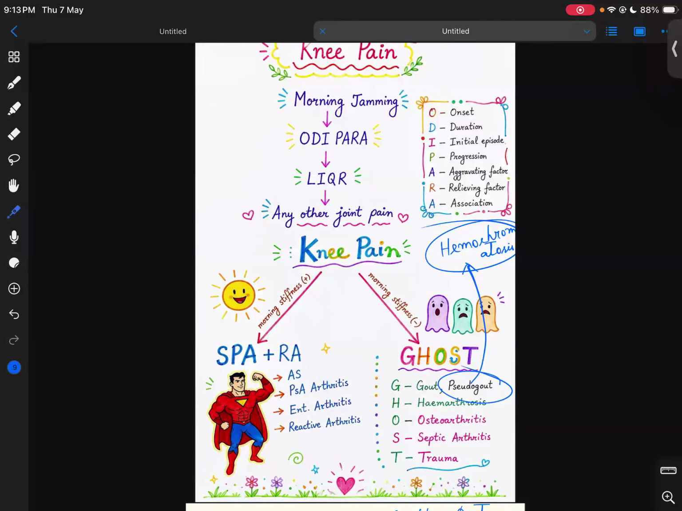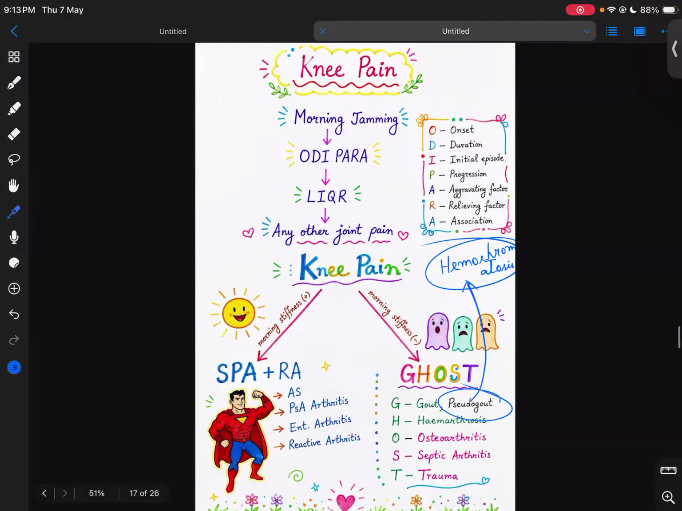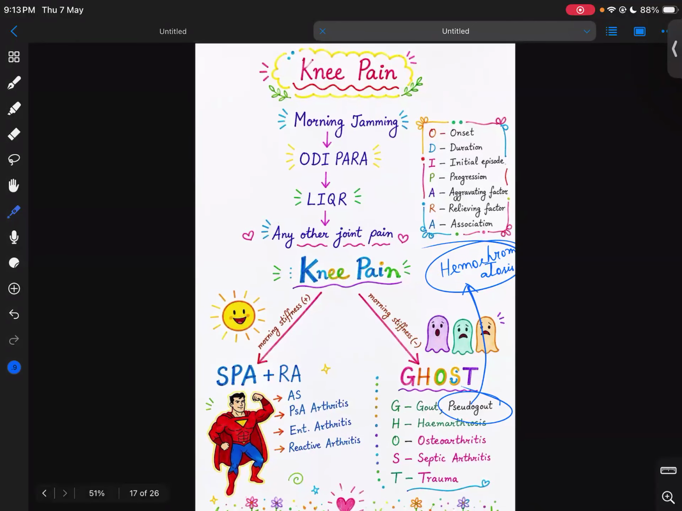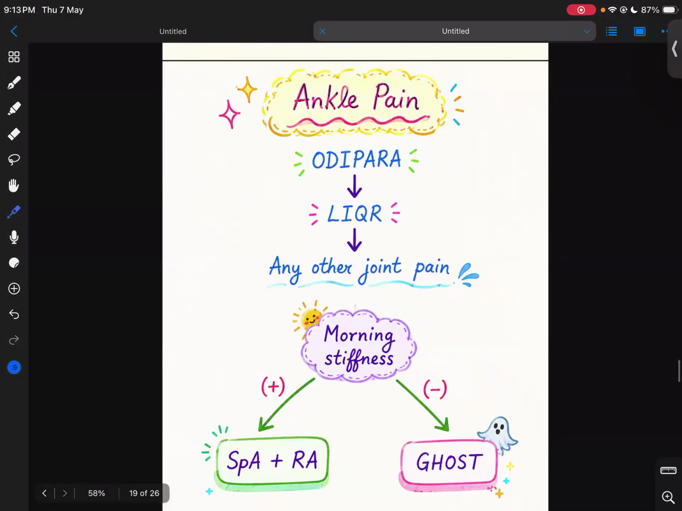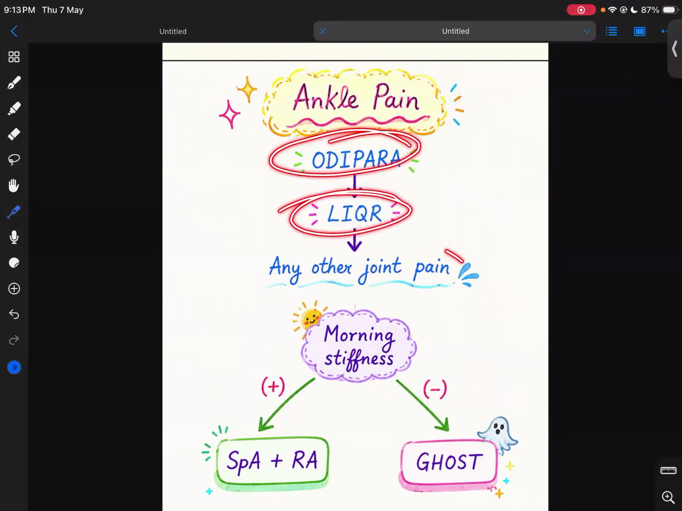No, doctor, thank you. It's very obvious. Well, most welcome, doctor. If it is clear, now proceed. Now let's start the double step prompts. Double step prompts are actually less important than the triple step prompts, but they can also come. The first double step prompt is ankle pain. We have to analyze the ankle pain the same way, with OT para and LACOR and any other joint pain. The approach is exactly the same as the knee pain.